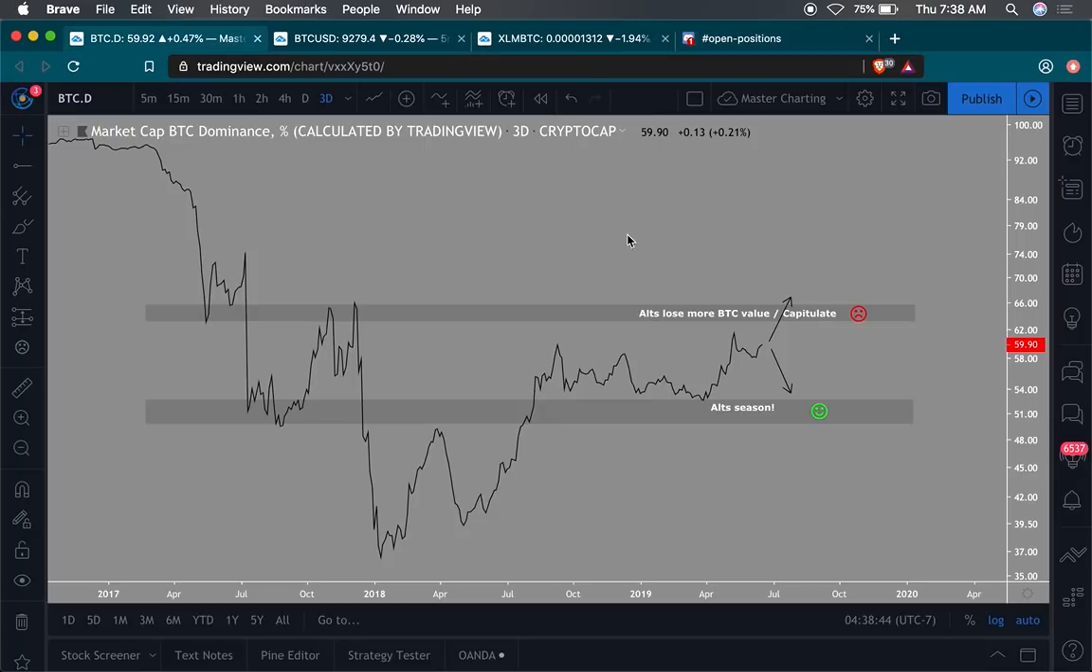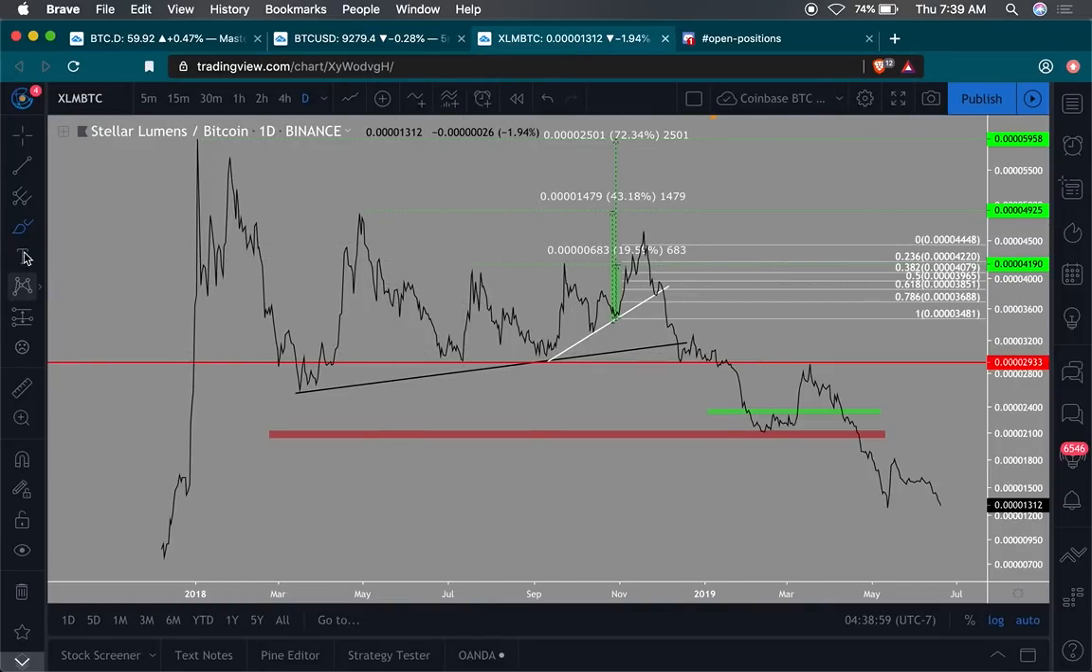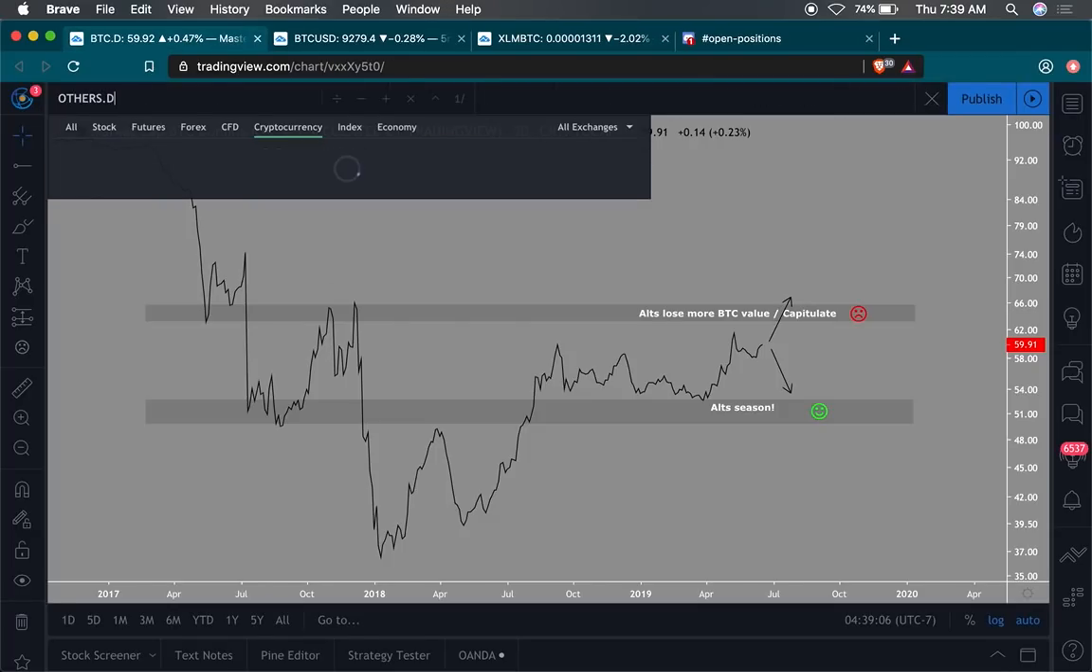So this might be what the crypto space needs, this capitulation of these altcoins to force people into jumping into BTC, further accelerating this price movement up, right? And then causing a capitulation further for alts, okay? And you can actually see this visible on the others.